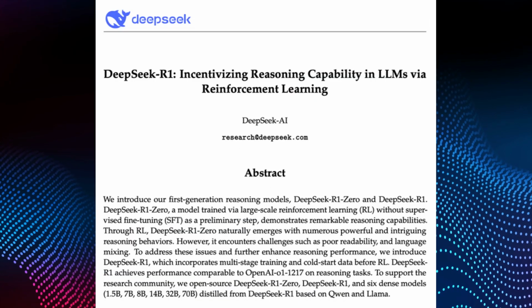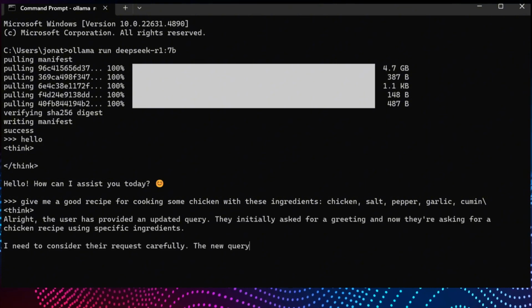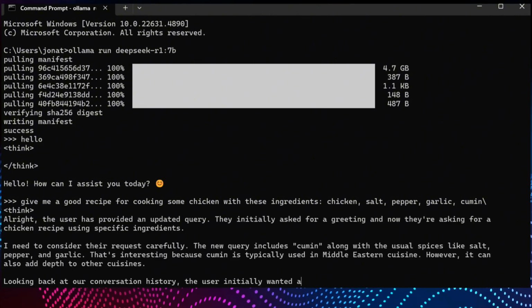It's what's known as a reasoning language model. What does reasoning mean in AI terms? So think of it like this: most AIs give you an answer directly. They just know it. Deepseek, on the other hand, tries to show its work. It's using something called chain of thought reasoning.